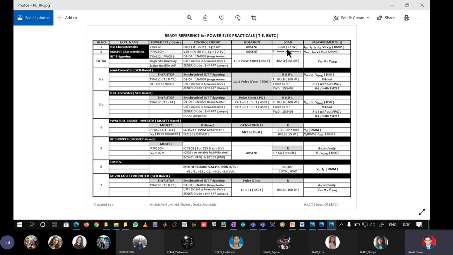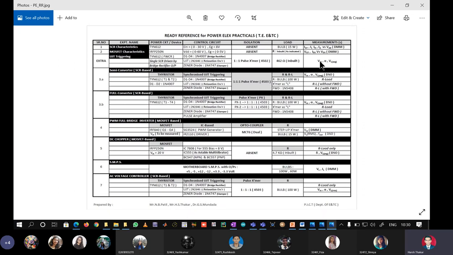The fourth column here is the load column, which tells us whether the load is inbuilt or we have to connect it externally. So in the UJT triggering kit, I have commented that there is a 462 ohm inbuilt load. On the other hand, in the semi converter and the full converter, we have to connect a 100-watt bulb externally. The last column is the measurements column. It indicates whether we have to measure the current or voltage in a particular experiment.